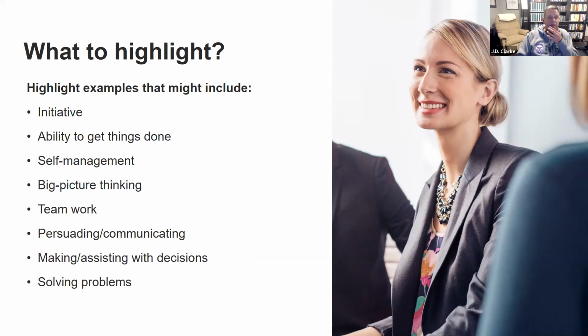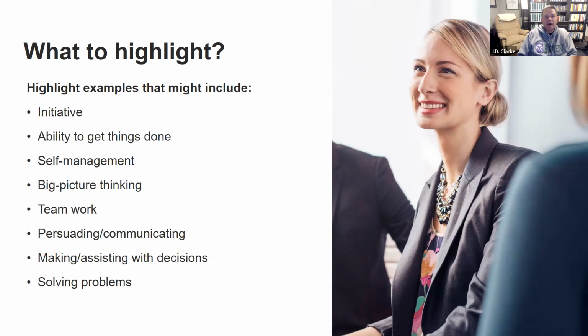Where you brought big picture thinking in, teamwork. Teamwork's really important in an MBA program. And you can think about teamwork in a couple of ways. It's where you worked in teams, where maybe you struggled with teams and worked through it, where you were generous with team members and supported them. So those are some of the things to look at.